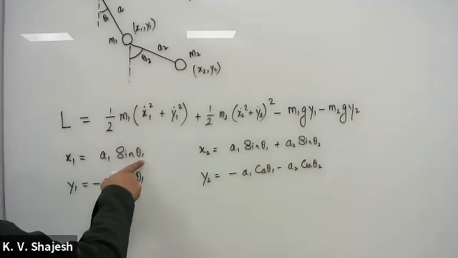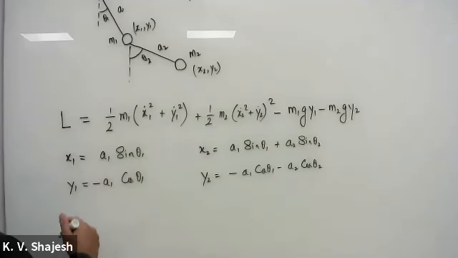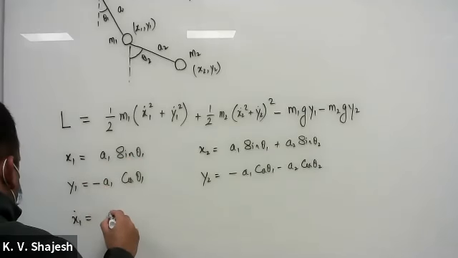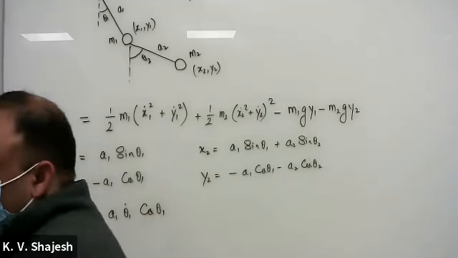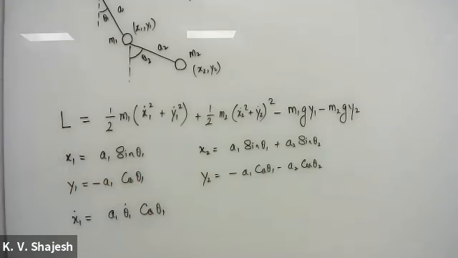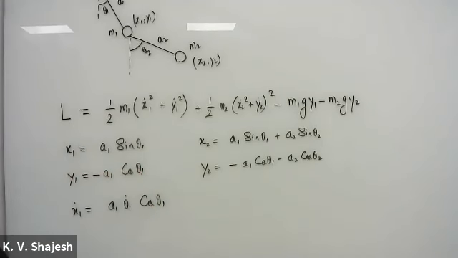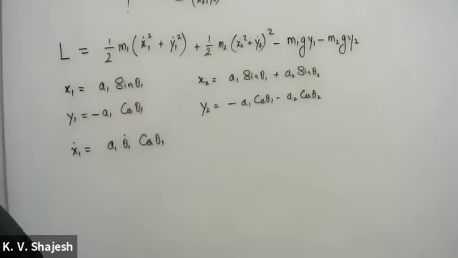It's only theta 1 that depends on time. A1 is a constant. So x1 dot is equal to A1 theta 1 dot times cosine theta 1. And I have to probably change the board space. Oh, it's still in the board space. Good.